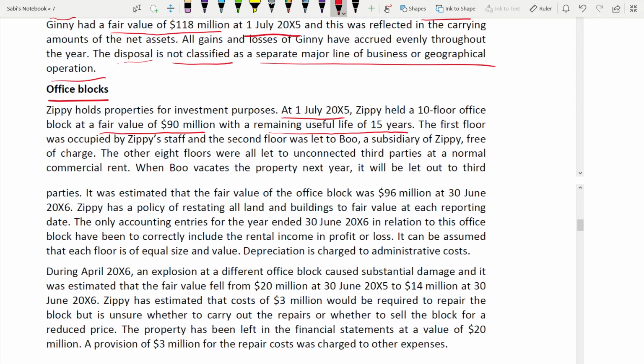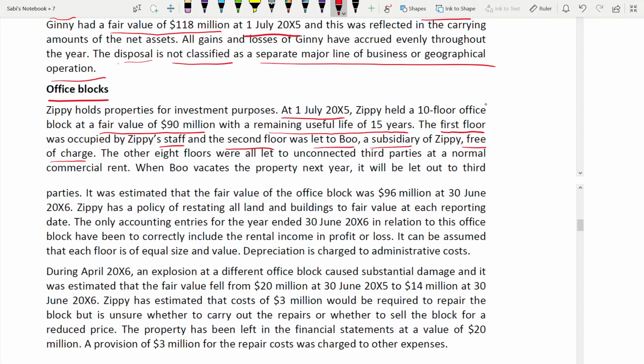The first floor was occupied by staff. The second floor was let to Boo. Who is Boo? Boo is the subsidiary of Zippy. First floor staff, second floor subsidiary, free of charge. So 2 floors go, one for staff, second for the subsidiary. That means out of 10, 2 go. So the other 8 floors were all let to unconnected third parties at a normal commercial rent.